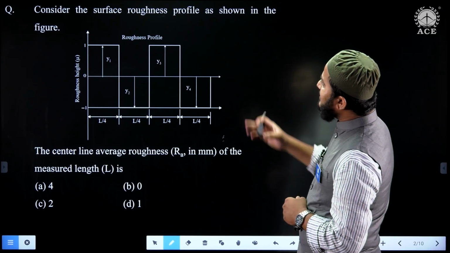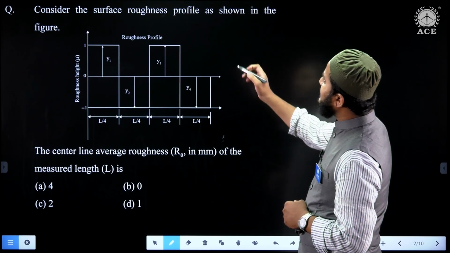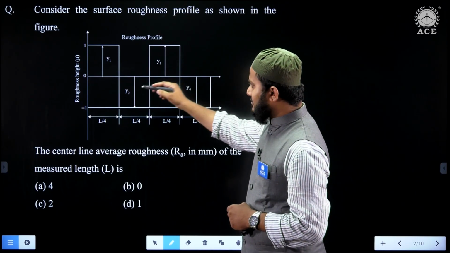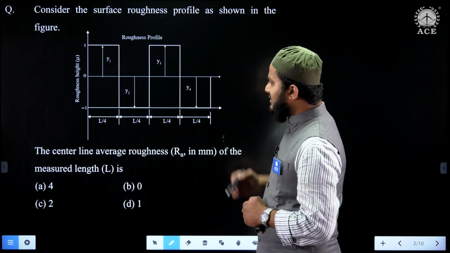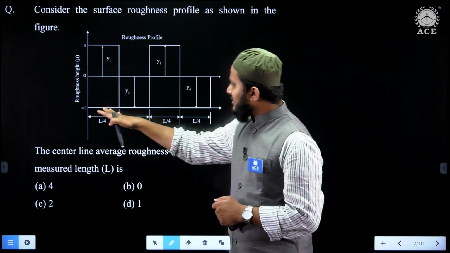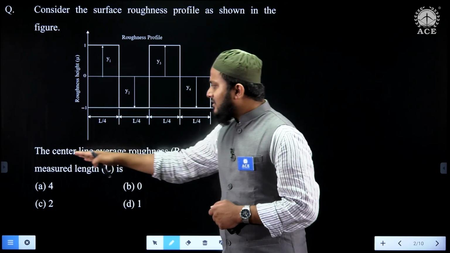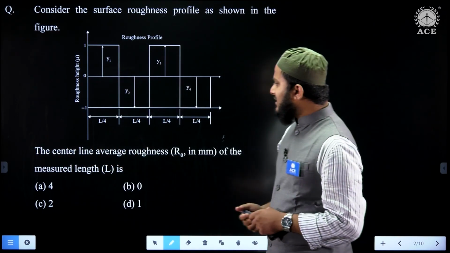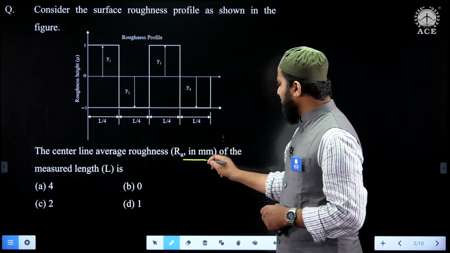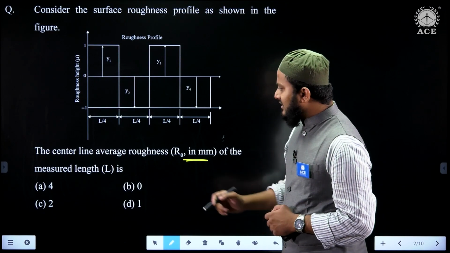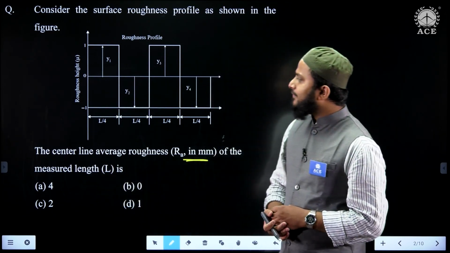So the question says, consider the surface roughness profile as shown in the figure. So they have given a rectangular texture where certain data is mentioned. By mentioning that, what they are asking is the central line average roughness Ra in mm of the measured length L. So 4 options we have.